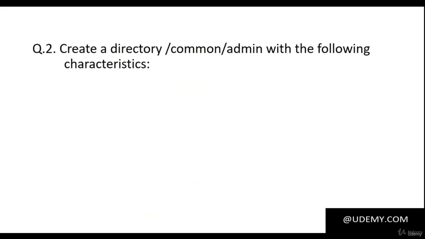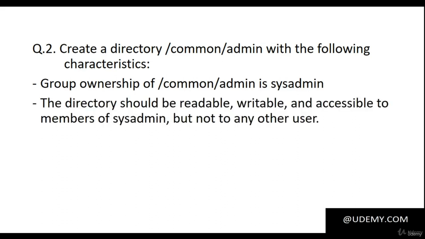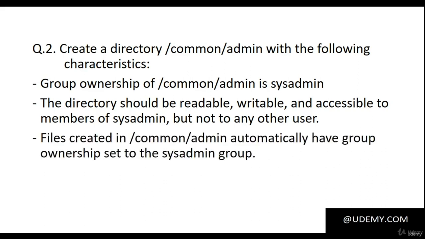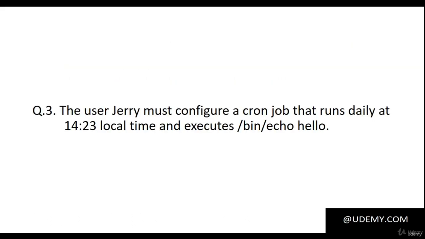Create a directory /common/admin with the following characteristics. Group ownership of /common/admin is sysadmin. The directory should be readable, writable and accessible to members of sysadmin but not to any other user. Files created in /common/admin automatically have group ownership set to the sysadmin group. Then the user Jerry must configure a cron job that runs daily at 14:23 and executes /bin/echo hello.